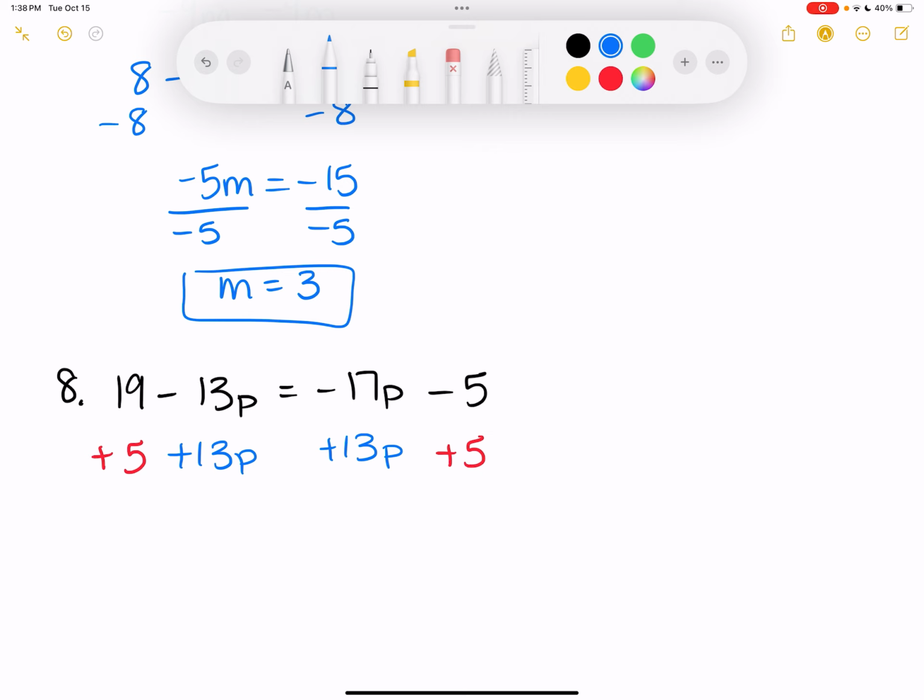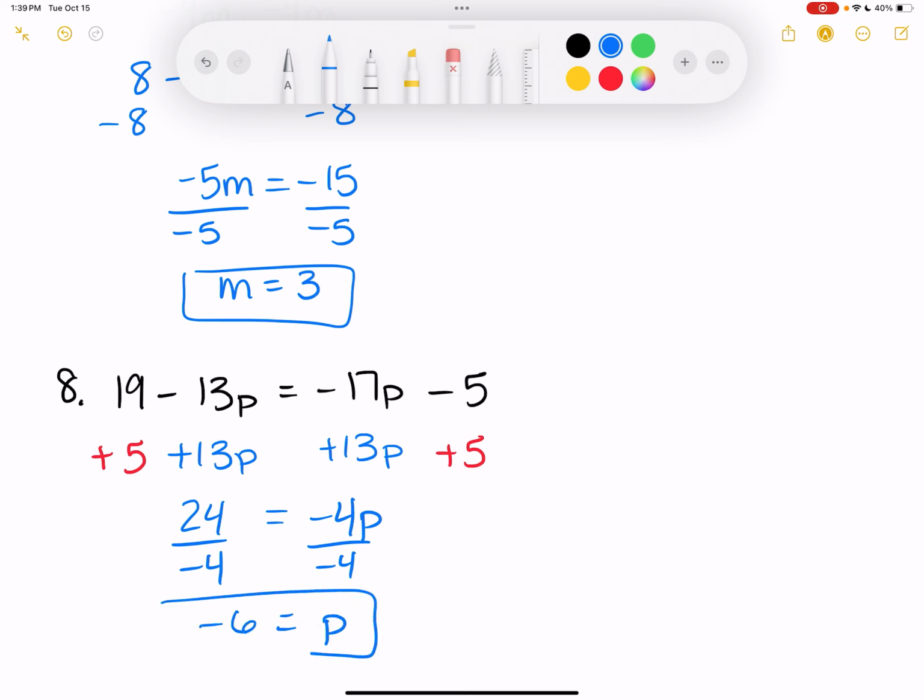So then I have on the left, the 13p's cancel each other. 19 plus 5 is 24 equals negative 17p plus 13p is negative 4p. 5's cancel over here. So then now divide by negative 4. So p equals negative 6. So I can write it the other way, that's fine. I just am a creature of habit and like variables on the left, but that's totally up to you.